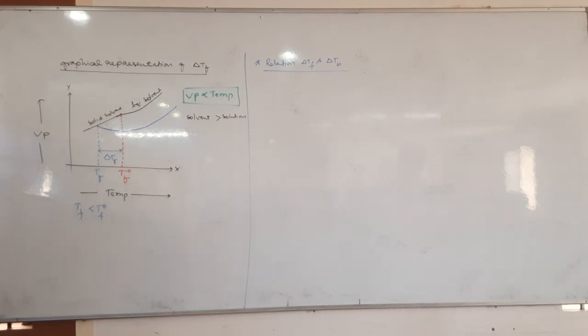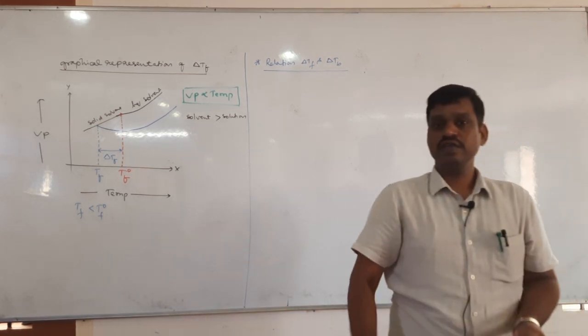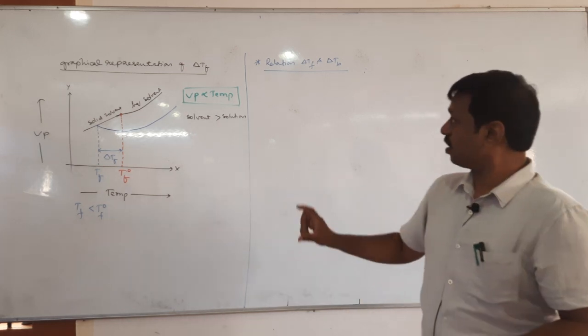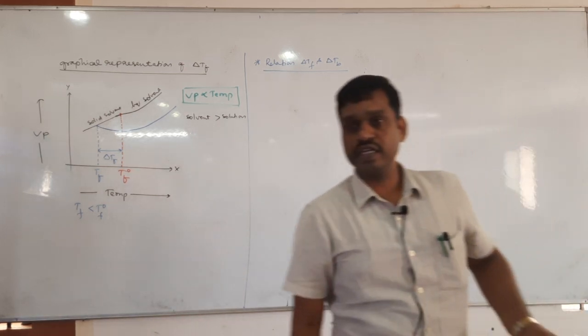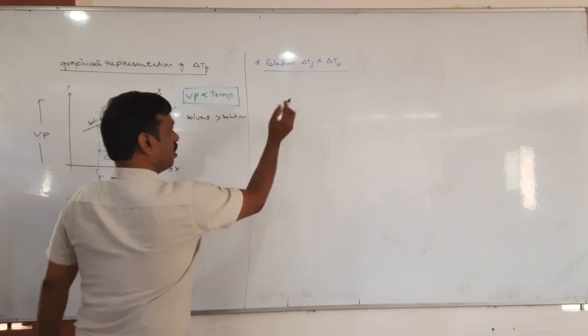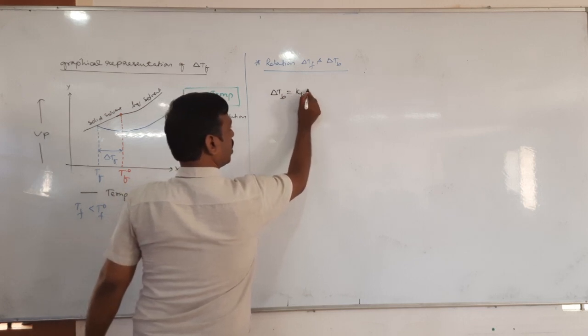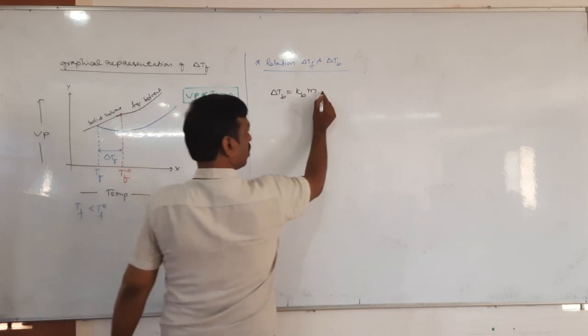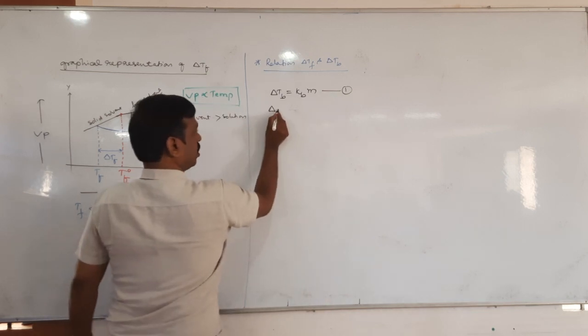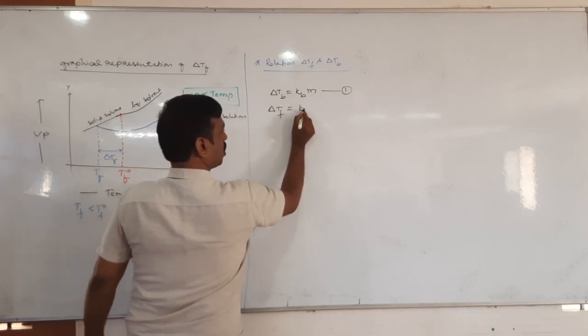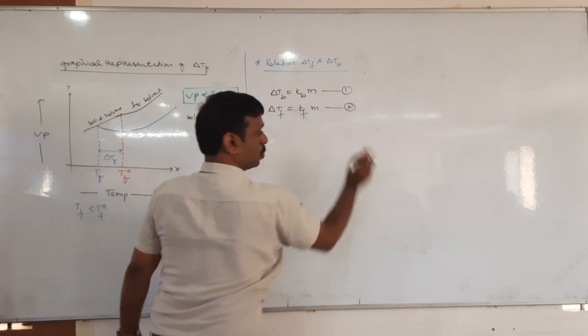So what happens to its boiling point, and what happens to its freezing point? When a non-volatile solute is added to a pure volatile solvent, the boiling point increases and the freezing point decreases. Now we want the relation between the increase in boiling point and the decrease in freezing point. Therefore here we can write, delta TB equals KB into m, equation 1. Next, delta TF equals KF into m, equation 2.